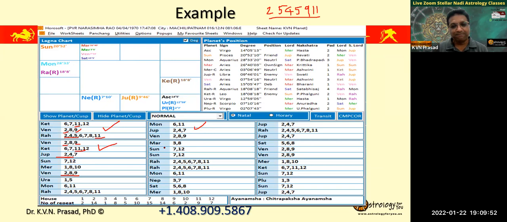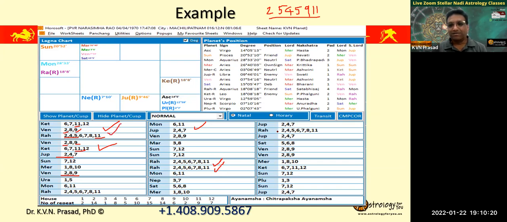What about Mars? It's not there. And what about Rahu? Here, except 9, full strength, double. Rahu and Nakshatra are also double, so it has more weightage. This is also more weightage because it is at the sublord level.